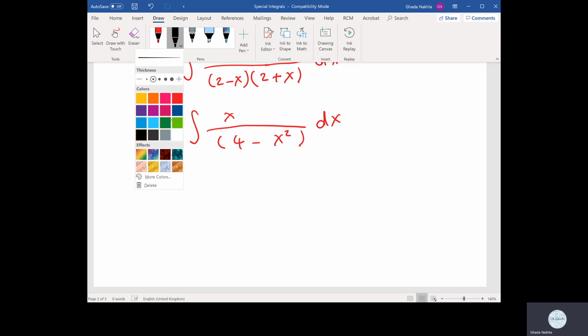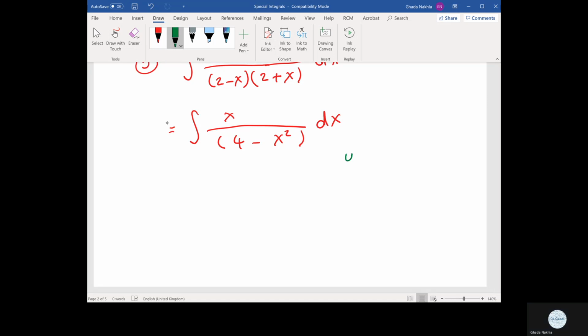If I imagine that my f of x is 4 minus x squared, then my f dash of x is: 4 will differentiate into 0, and I'm going to be left with minus 2x. X squared differentiates into 2x. You drop the power and then decrease the power of x. So minus 2x.